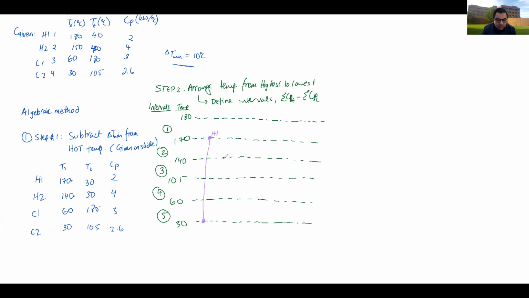H2 goes from 140 to 30. So this is H2, right? C1 goes from 60 to 180. So C1 is from 60 all the way to 180. And C2 goes from 30 to 105. Okay, so these are my streams, and I have my intervals.